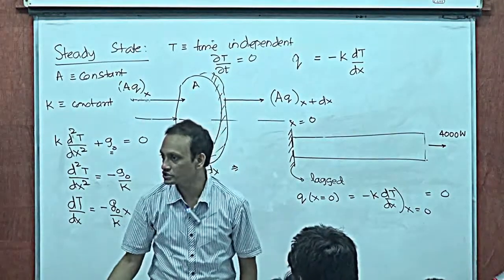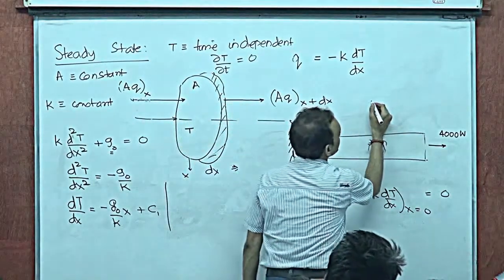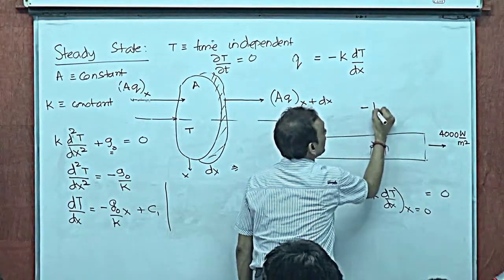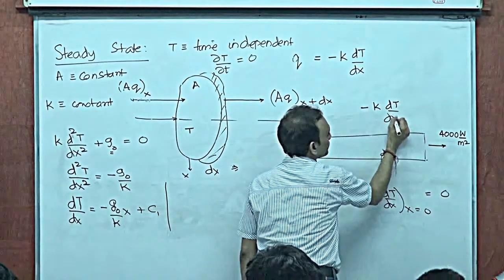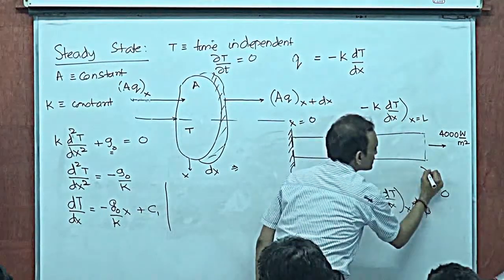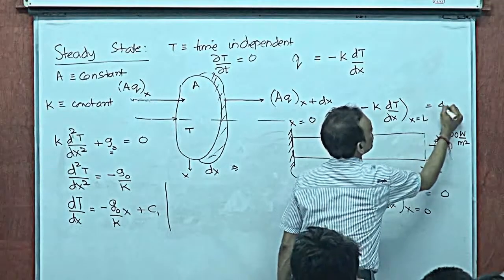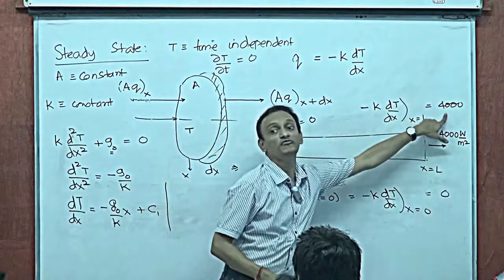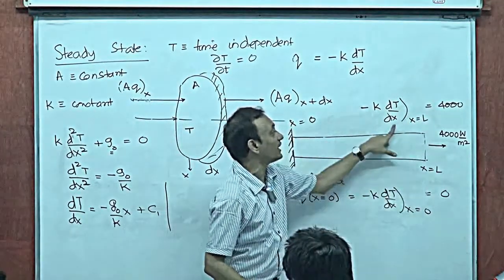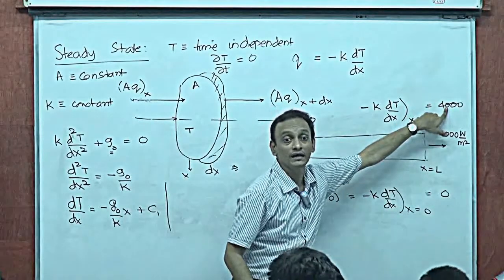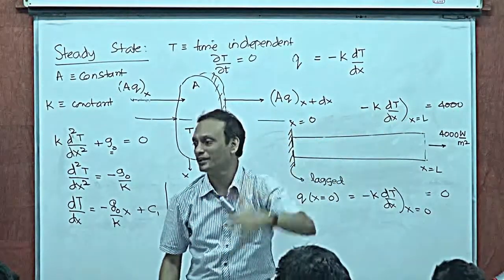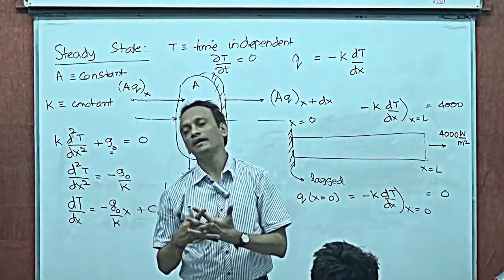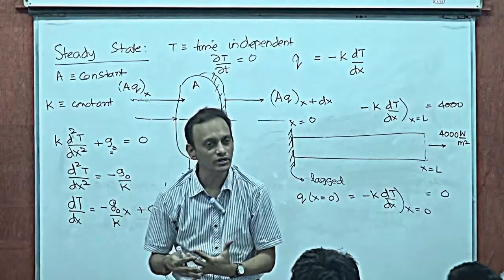Let's say it's 4,000 watts per meter squared. Then you can conclude that minus k dT/dx at x equal to L is 4,000 watts per meter squared. Let's say that's the heat flux at x equal to L. The value of this expression at x equal to L is 4,000. So that can give you another boundary condition, right? So in a certain sense, we have a combination of these boundary conditions coming our way.